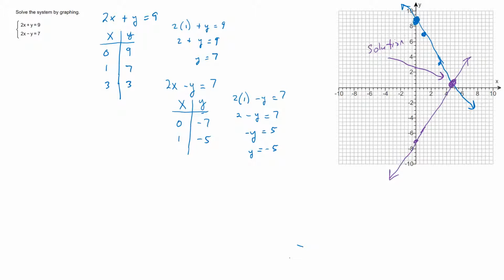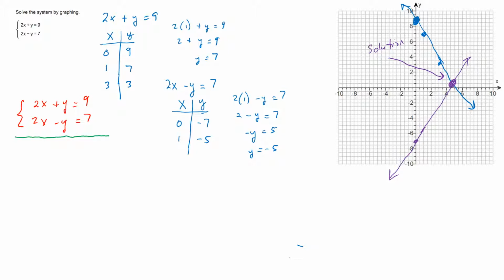It looks like it's set up for elimination really nice. Here, I'm going to recopy the two equations. I have 2x plus y equals 9. And 2x minus y equals 7. Again, I'm going to solve this system using algebra. I'm going to use the elimination method.